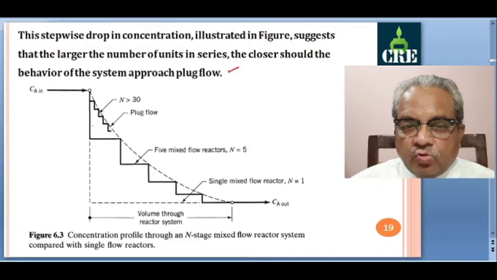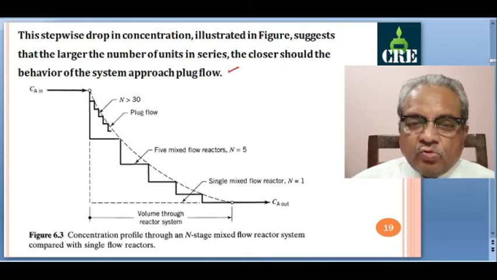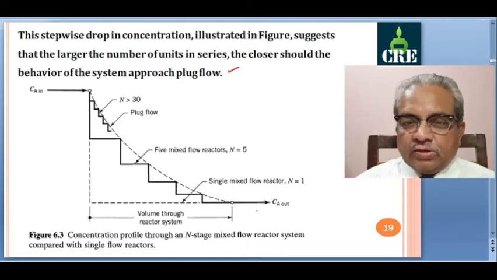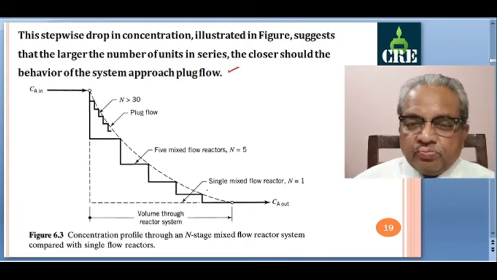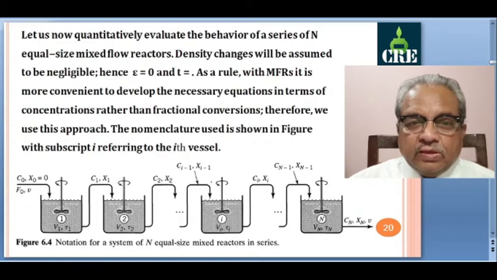And you go on increasing this number. If you increase this to 30, the stages will be smaller and smaller. And if you increase this number still further, these stages will be so small that they will coincide with this curve representing the concentration. And this type of curve is the same as plug flow behavior. We will see this in detail.